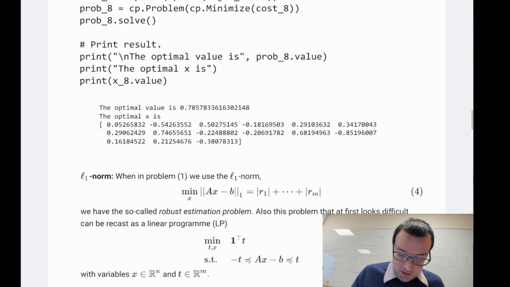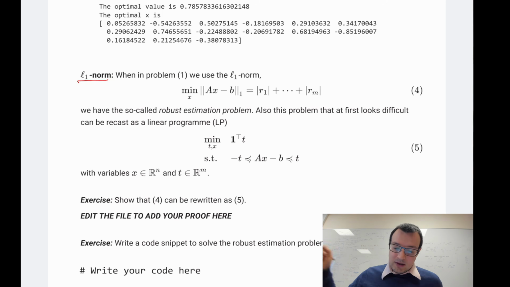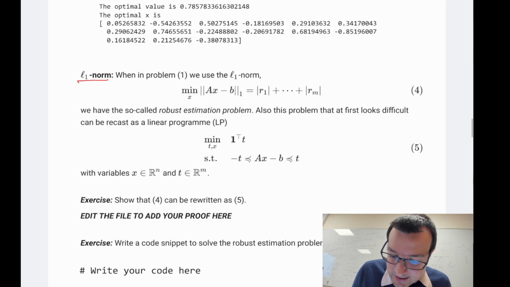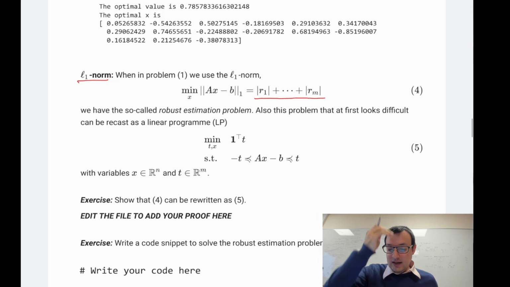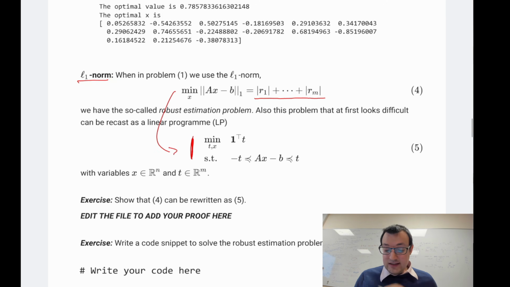So let's move on to the next norm, which is the L1 norm. In the L1 norm, what we are doing is minimizing the sum of the absolute values of the residuals. I leave it to you as an exercise to think about why this problem can be reformulated as this different linear program. So think about it and try to work it out.